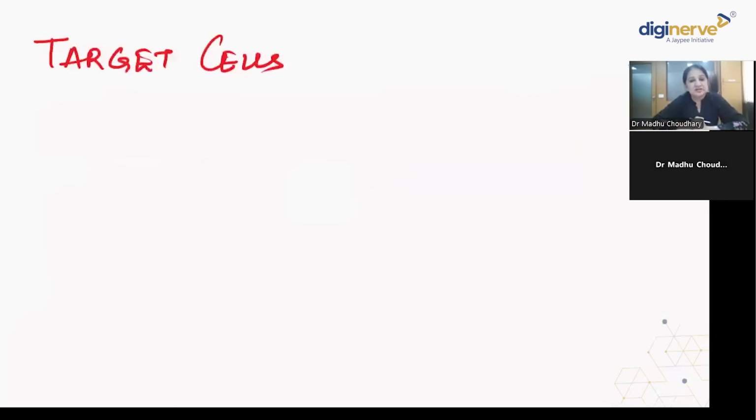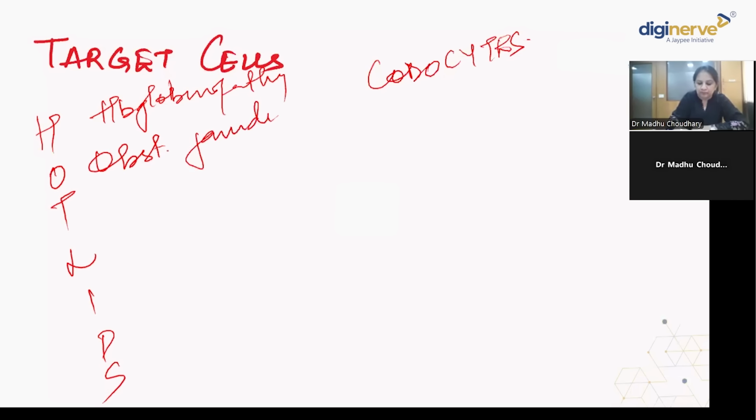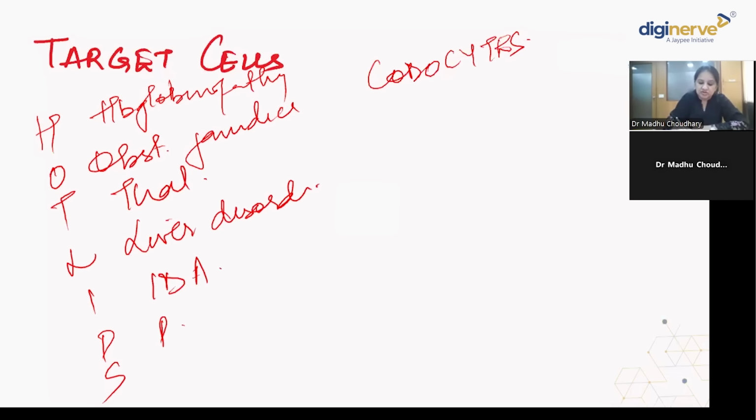Okay, target cells. What is another name for target cells? We all know it is codocytes. And where do you see target cells? What is the mnemonic that we have studied for target cells? HOT LIPS. It is your hemoglobinopathy, obstructive jaundice, thalassemia, liver disorders, iron deficiency anemia. You also see it in post-splenectomy and sickle cell anemia, right?